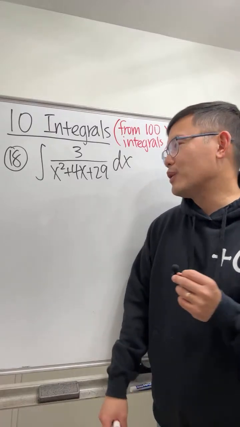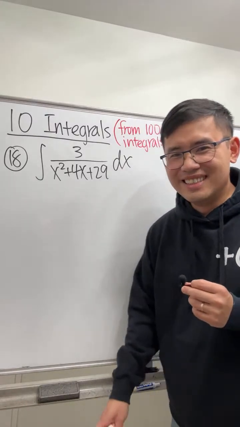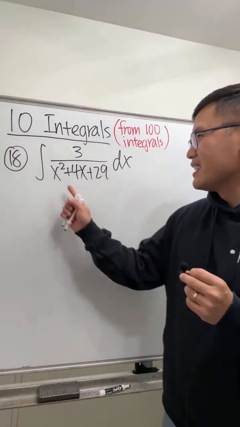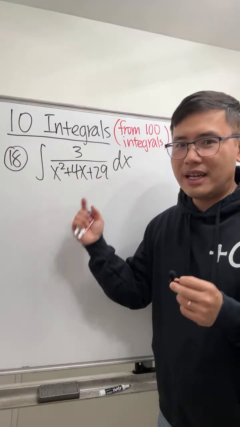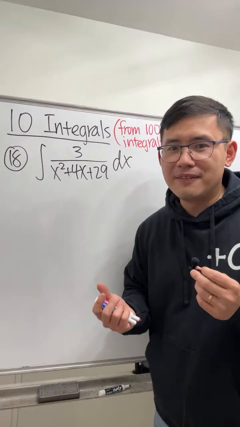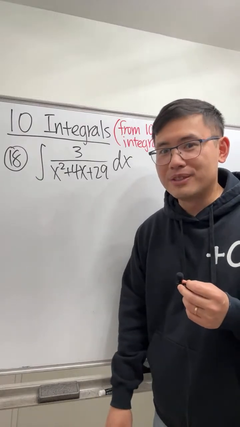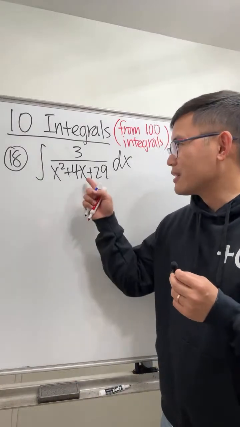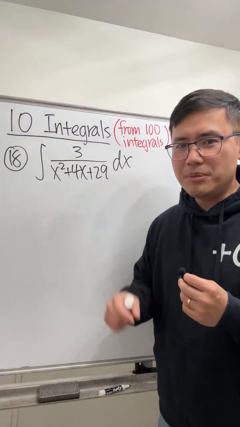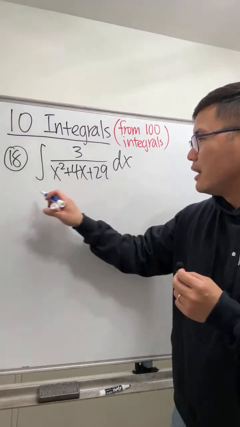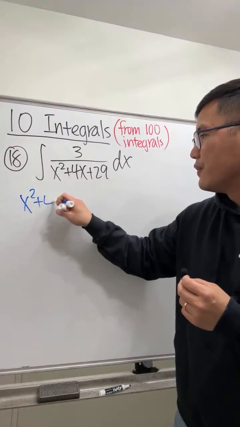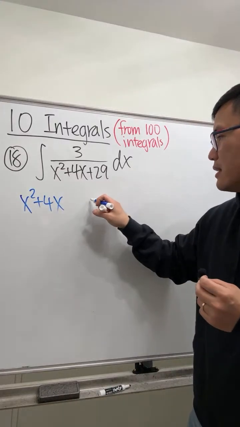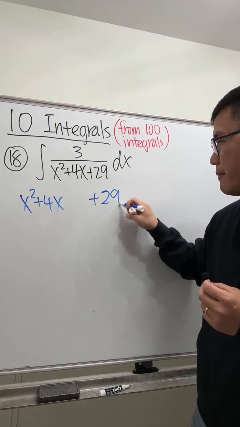Complete the square. How can we complete the square? Because if we look at the bottom, x squared plus 4x plus 29, we cannot factor it with real numbers, right? So complete the square right here. So let me just show you guys how it works real quick. x squared plus 4x, and leave a space, and then plus the 29.